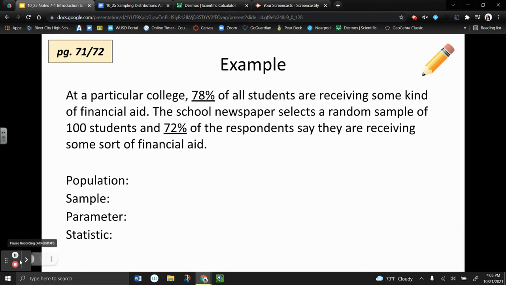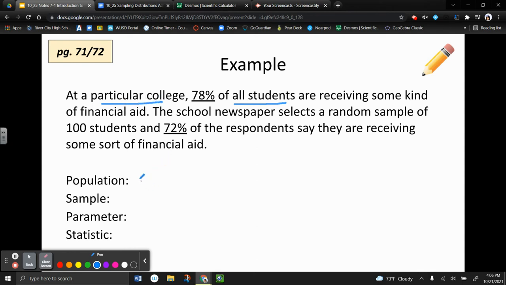All right, let's take a look at an example here. It says at a particular college, 78% of all students are receiving some kind of financial aid. The school newspaper selects a random sample of 100 students, and 72% of the respondents say they are receiving some sort of financial aid. First, let's identify what is the population and what is the sample. The population is everyone who we're talking about. In particular, we're talking about all students at a particular college. So maybe we'll just say students at the college.